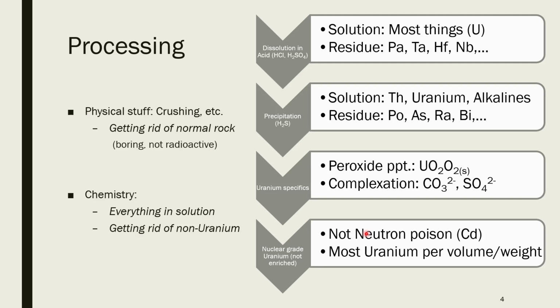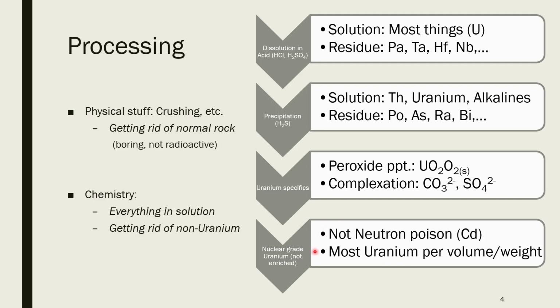So this is just normal chemically purified uranium. It's so-called nuclear grade material, which means that it's free of any neutron poisons. And it contains the most uranium concentration by volume or weight. Sometimes it's called a uranium concentrate. Sometimes, if it's baked and stuff like that, you are talking about yellow cake. And then you can start with the enrichment process.